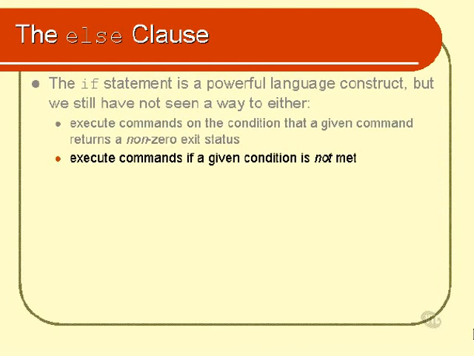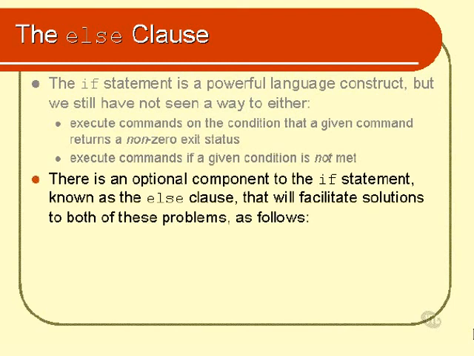We also want to find a way to execute some other commands if the given condition that's specified is not met. In other words, we might want to do one set of code if the condition is met and another set of code if the condition is not met. To this end, there is an addition to the if statement known as the else clause, and the else clause offers us a solution to both of these problems.